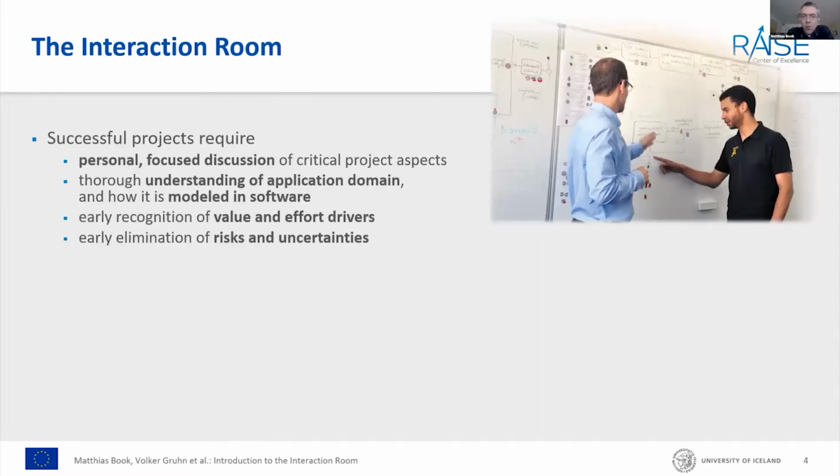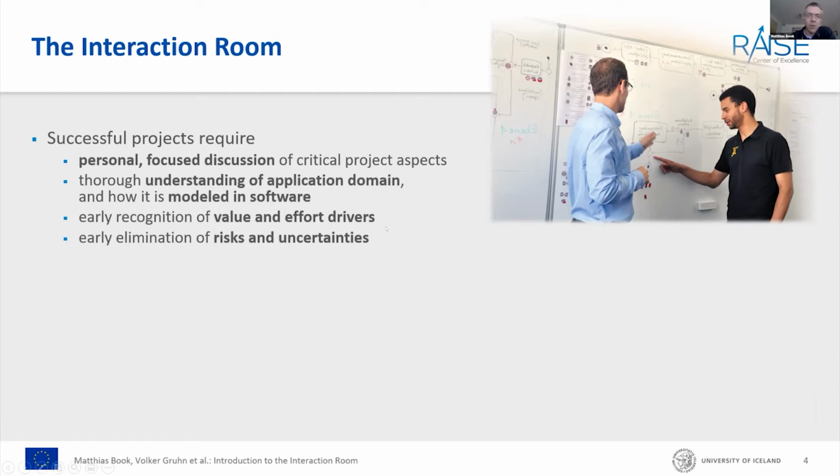So we need to have this focused personal discussion that agile approaches already encourage us to conduct. We need to understand the application domain and be able to model it in software some way, while recognizing valid effort drivers, while eliminating risks and uncertainties. That is pretty much the foundation of successful projects, and any technology decisions, like which language should we use, which framework should we use, which software architecture do we use, come after that, because those decisions need to be made based on an understanding of this.